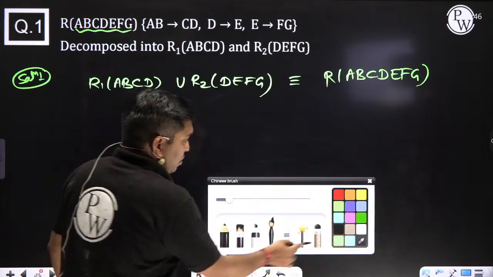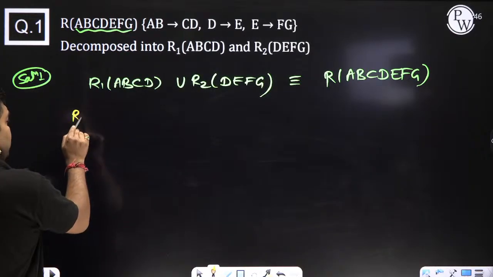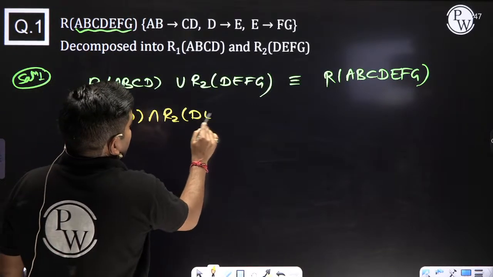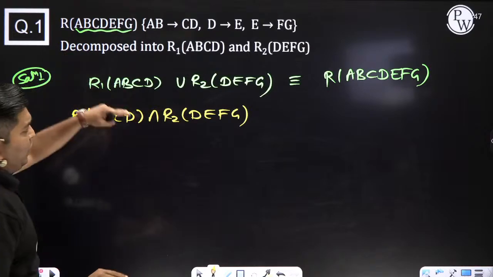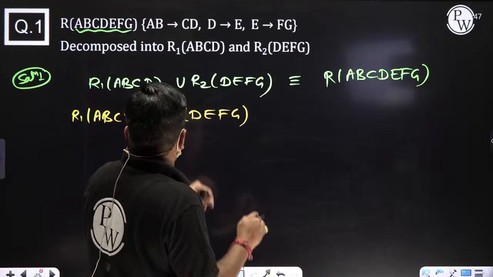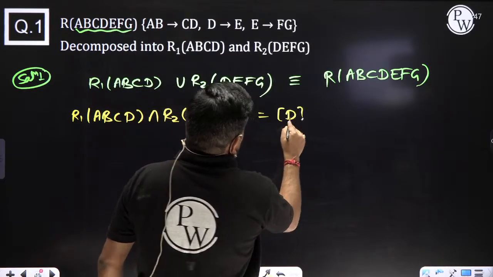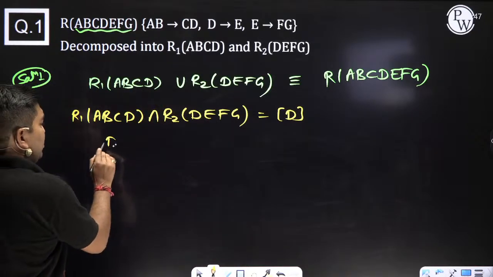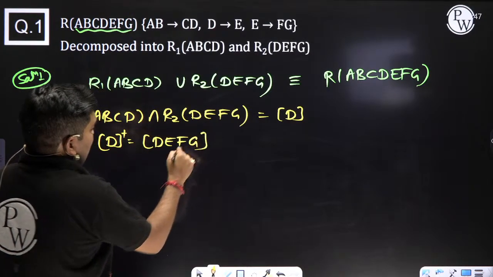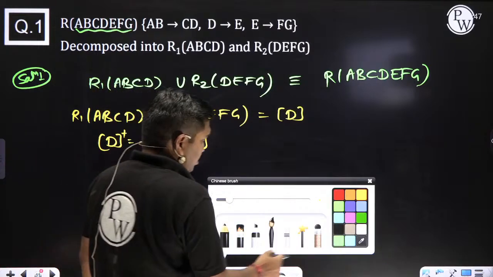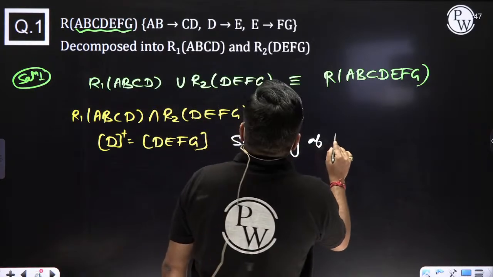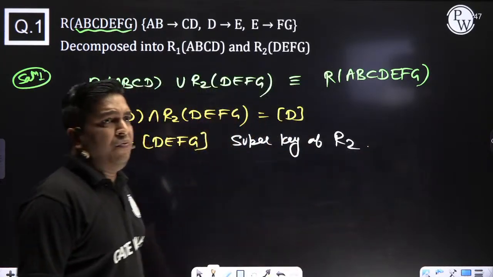Clear? Now, what is the common attribute here? You can calculate it in your mind also. Yes, A, B, C, D, E, F, G, we are getting all attributes. Now, what is the common attribute here? D. When we take the closure of D, what happens? D, E, F, G. That is the super key of R2, my dear.